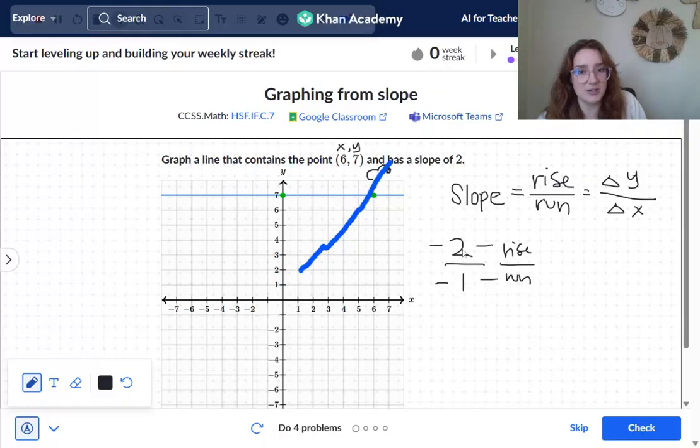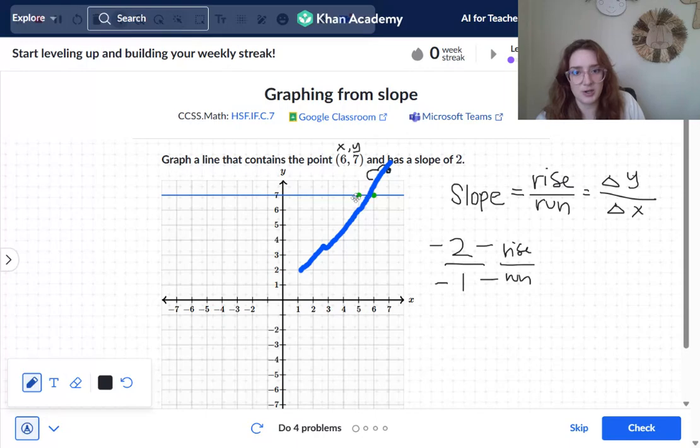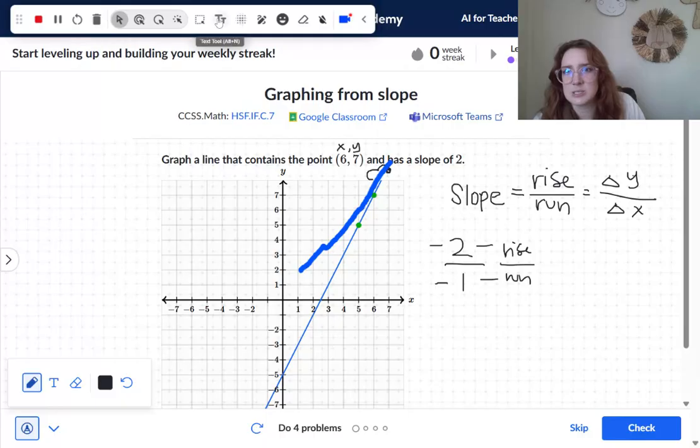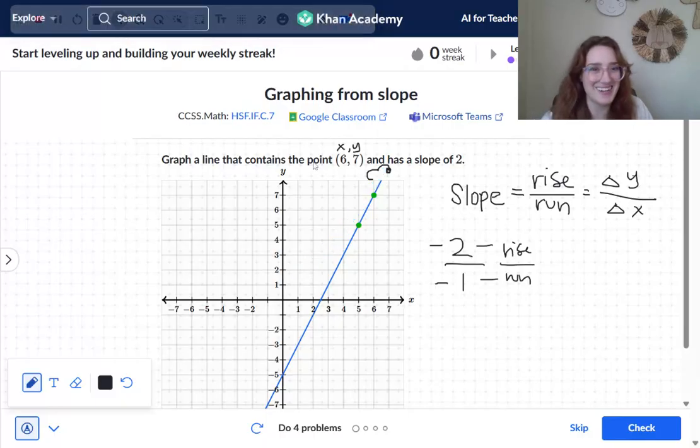Notice that this is still simplified to positive 2. It's not changing. Still the same thing, just a different way to think about it. So now from this point, we're going to go down 2 over 1. Let me see if I can clear this. Okay, that took me longer than I care to admit to figure out that button.